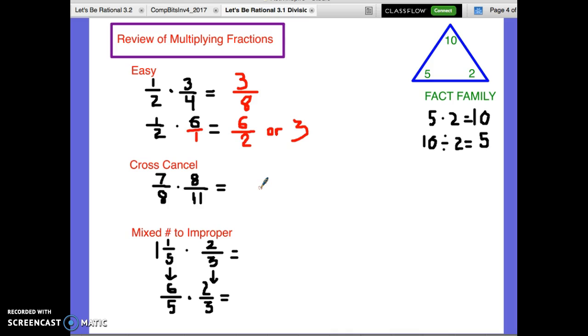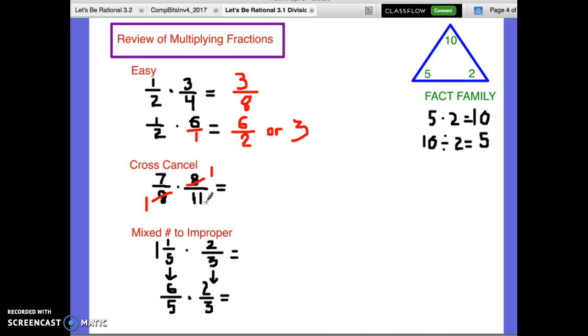Some of you may know how to cross cancel. This is just a way to simplify before you get the product. What you do is look on the diagonal and see if there's any common factors in the numbers. In this case, I see the common factor is 8. So I'm going to divide 8 out of this and 8 out of this. So 8 divided by 8 is 1. 8 divided by 8 is 1.